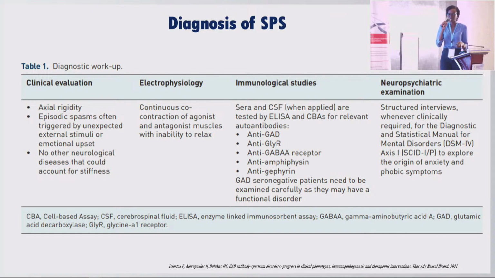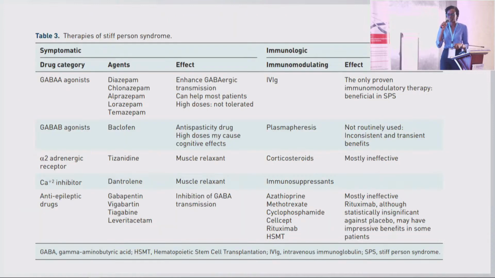Diagnosis of stiff person syndrome: you have the clinical manifestations, so axial rigidity, episodic muscle spasms. There's the characteristic findings on EMG. You have the immunologic studies, of which anti-GAD antibodies in serum and CSF are usually sent, among other antibodies, including anti-glycine receptor, anti-amphiphysin receptors. And very important for these patients is to screen for coexisting psychiatric illness, particularly anxiety and phobia.